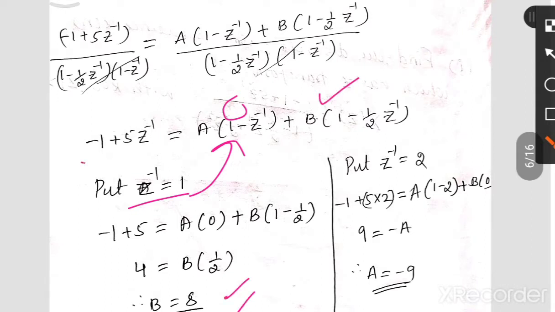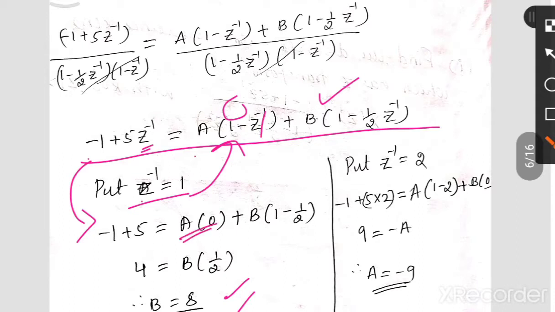So let's put in the entire equation z inverse equal to 1. So it is minus 1 plus 5 into 1, it will be 5, equal to A into 1 minus z raised to minus 1, which is 1, 1 minus 1 is 0, so A term is 0, plus B into 1 minus 1 by 2 into 1, so it will be 1 minus 1 by 2, that is nothing but 1 by 2. B is equal to 8. Similarly, make B equal to 0 and get the value of A.